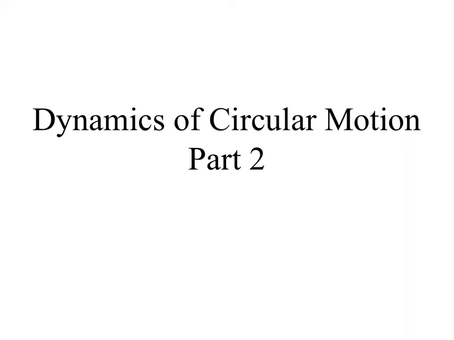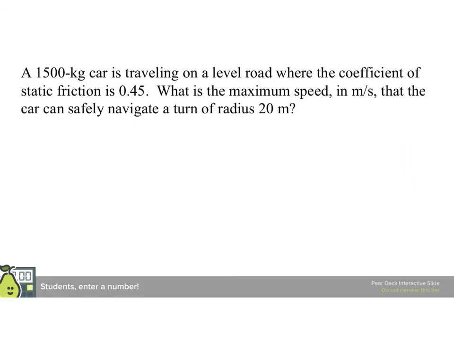More on the dynamics of circular motion. A 1,500 kilogram car is traveling on a level road where the coefficient of static friction is 0.45. What is the maximum speed in meters per second that the car can safely navigate a turn of radius 20 meters?